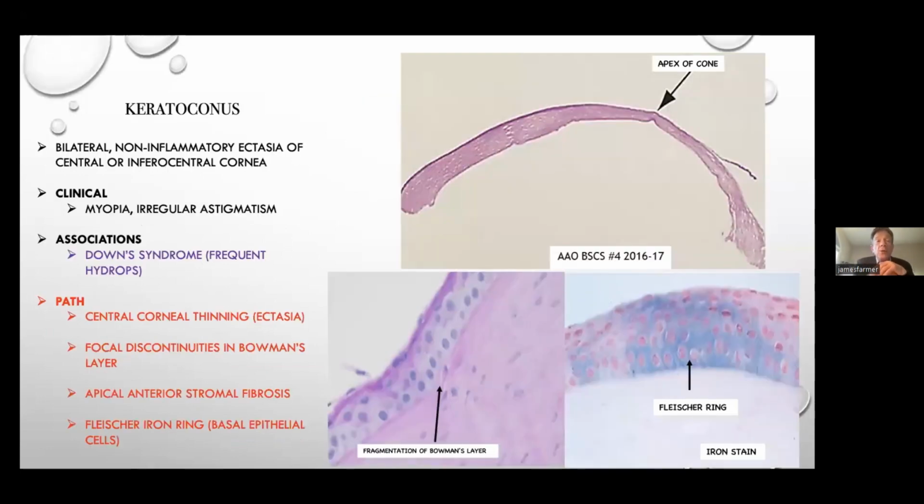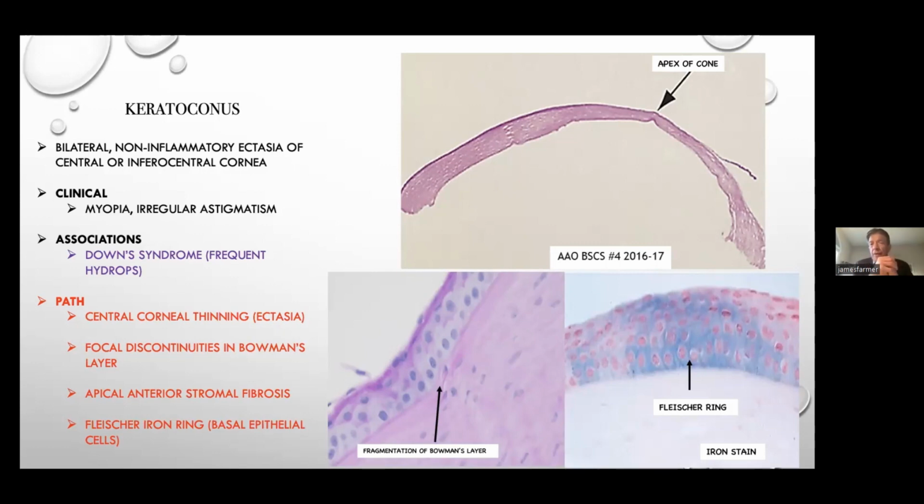Keratoconus is a bilateral non-inflammatory ectasia or thinning of the central or inferocentral cornea. There's progressive myopia and irregular astigmatism. There's a very interesting association with Down syndrome. One of the etiologies of keratoconus is believed to be eye rubbing.